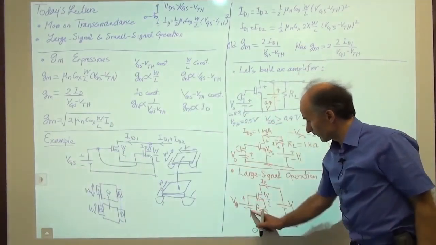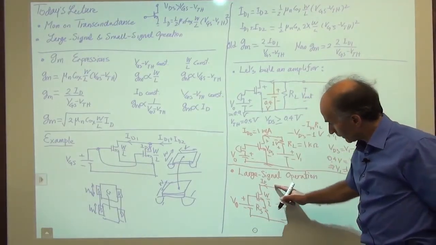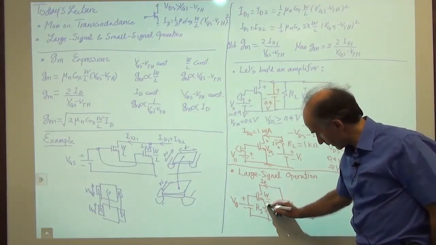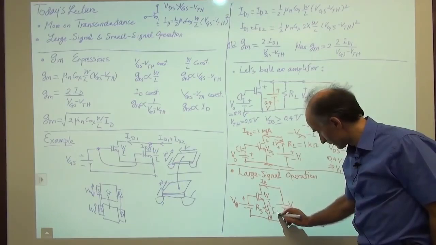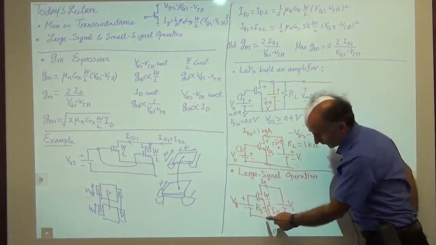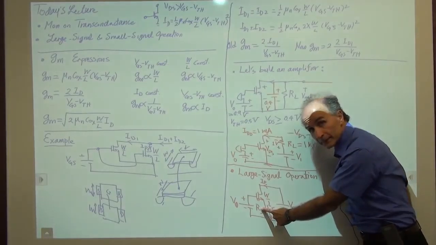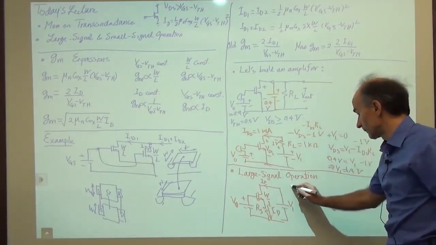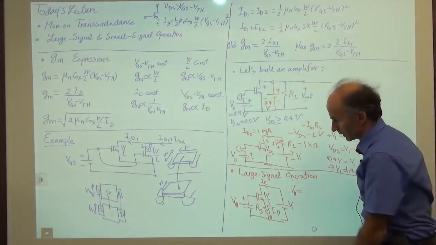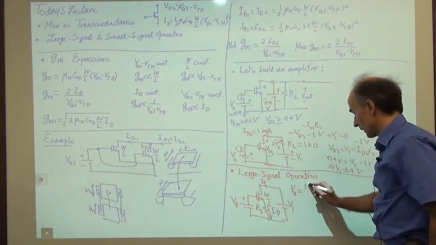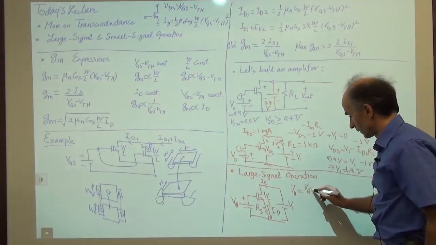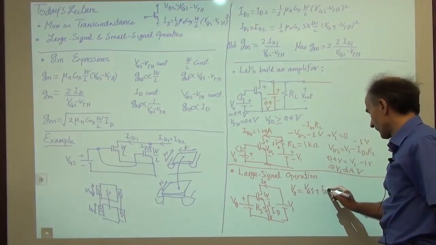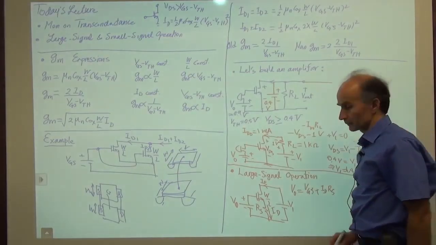I write a KVL in this loop here. If I have a current of ID in the drain, that also ends up in the source. So we have a current of ID here, which means the voltage drop across RS is equal to ID times RS. So now let's write a KVL in this loop here. We have this voltage, V0, is equal to this VGS, gate source voltage, plus this voltage, which is ID times RS. Okay, very simple.